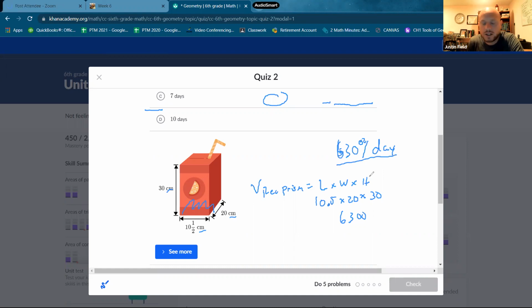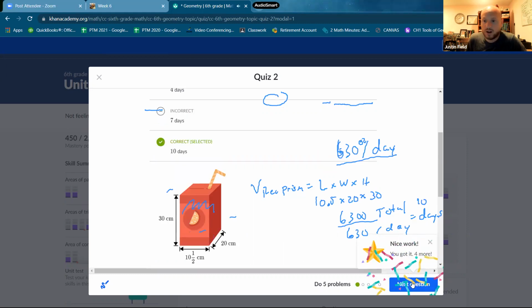Okay, so he's drinking 630 per day. So this is the total and the per day amount. So if we divide those two, we're going to get the number of days. Yeah, so see, divided by 630, 10 days. I knew that. How do we know we had to find the volume? Because the volume is the total amount of something inside the container. So the total amount of juice in the juice box is the volume of that juice box.